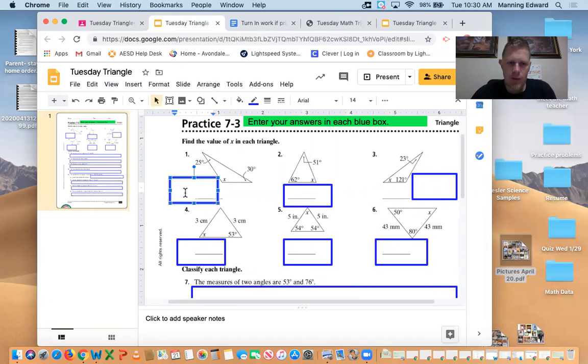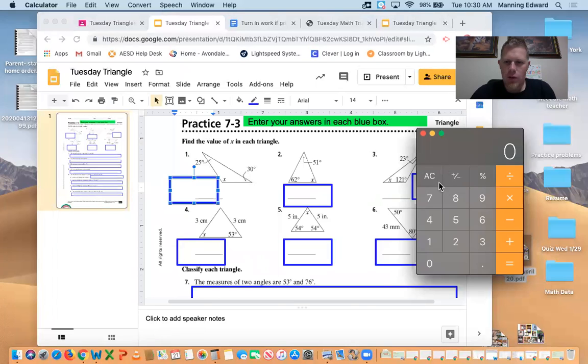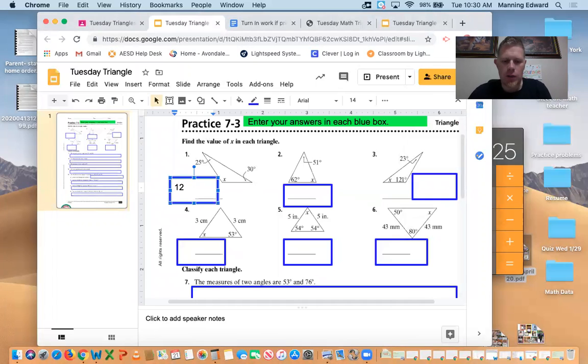So if this angle is 25 and this angle is 30, well, I know that the entire triangle must be 180. So if the entire thing is 180, I'll just do this one for you, minus 25, that's one of the angles, that equals that, minus 30 is my other angle. Oh, 125. Okay, my answer is 125. All right, move on to your next question.